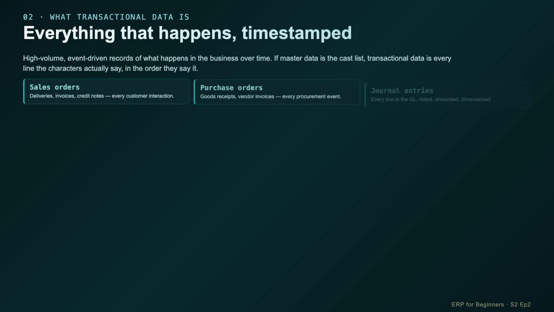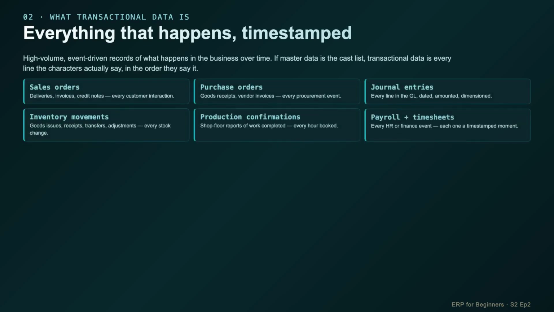Transactional data is the opposite. High volume, event-driven, time-stamped records of what happens in the business over time. Sales orders, deliveries, invoices, credit notes. Purchase orders, goods receipts, vendor invoices. Every journal entry, every inventory movement, every production confirmation, every timesheet.